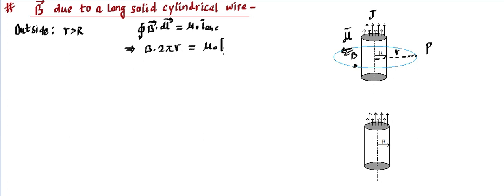What is the I enclosed? It's going to be the total I that is passing through this, so I can be written as the current density into that area, which is going to be pi r square. So current is running with this area pi r square. Making sense? So that's going to give us the magnetic field formula.